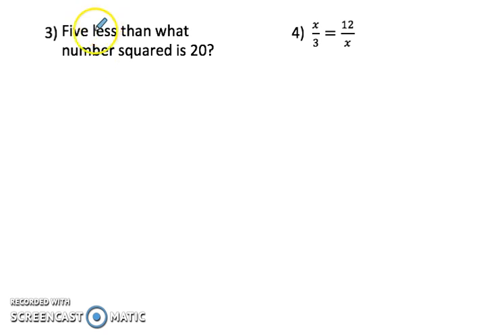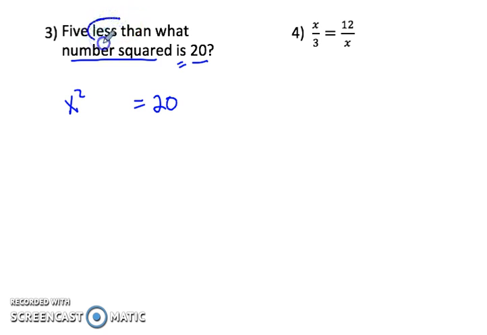Next one, this one we have to translate. 5 less than what number squared is 20? Well, let's start with this first. Is 20? I definitely can do that. So I have something equals 20. Now let's look at the first part. 5 less than what number squared? Well, this is my variable squared. So what number squared? I'm going to start with x squared here. Then let's think about where the 5 is going to go. 5 less than this x squared.